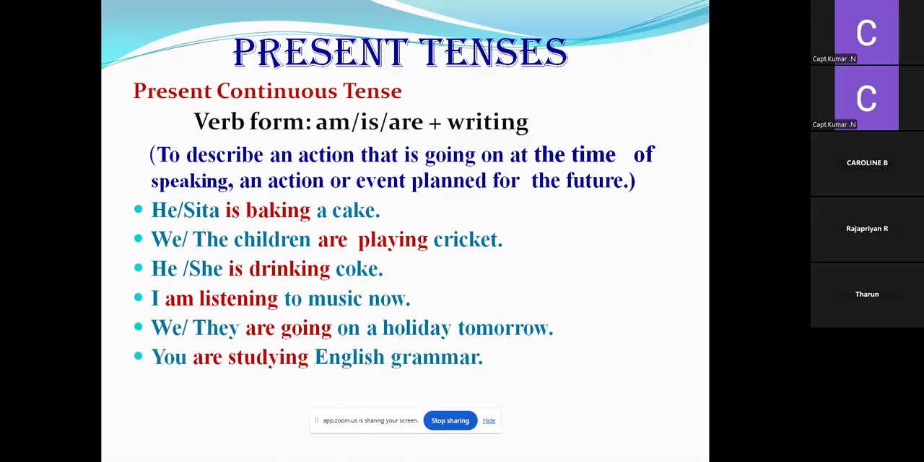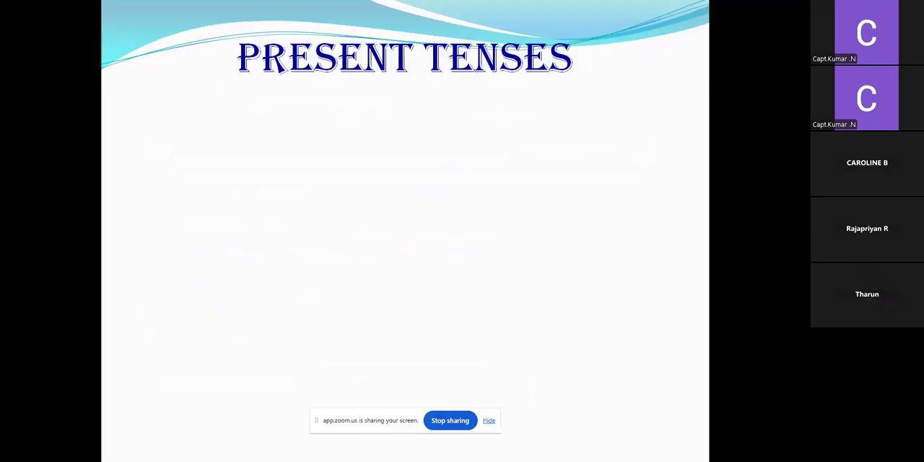You are studying English grammar. So this is the activity going on at the time. So, present continuous tense. Let us see the tense markers for this. Presence of adverbs like now, at present, presently. If you find these words in the sentence, immediately you can fill the blanks with present continuous tense.